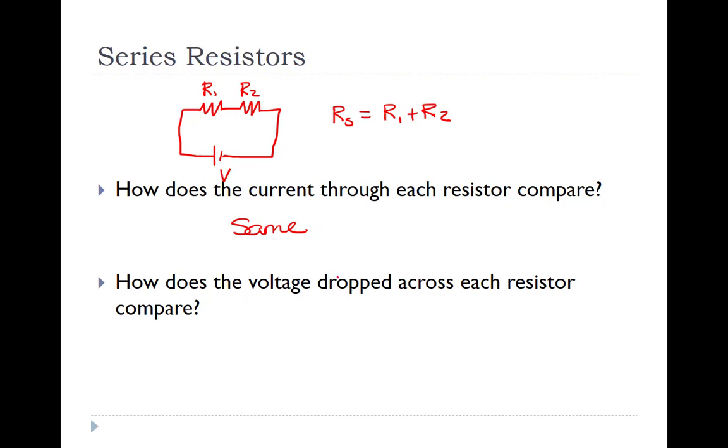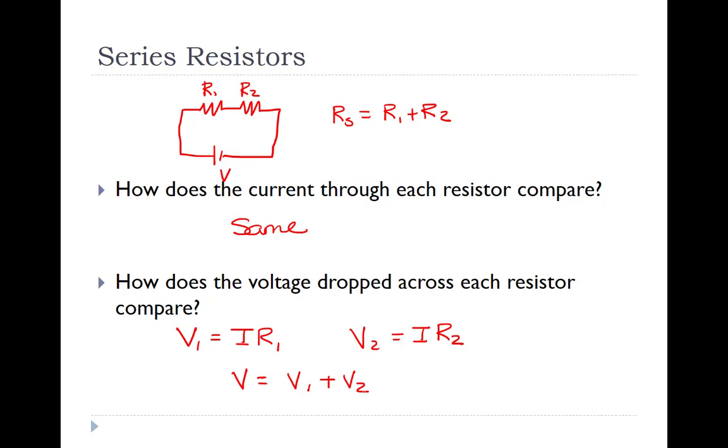How does the voltage dropped across each resistor compare? So remember, as you go around a circuit, the current is not used up, but the voltage is. And since the battery is providing a voltage of V, some of it will be used by R1, some of it will be used by R2. And V1 is whatever that current is times R1, Ohm's law. And V2 will be whatever that current is times R2. And V will equal V1 plus V2.